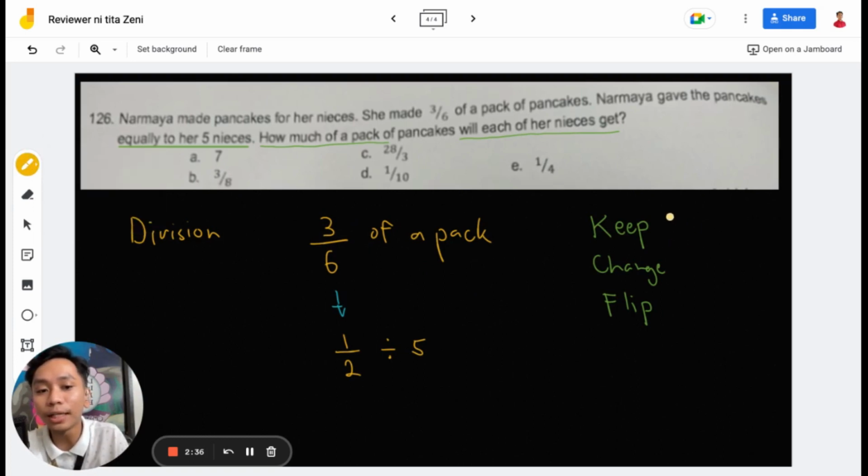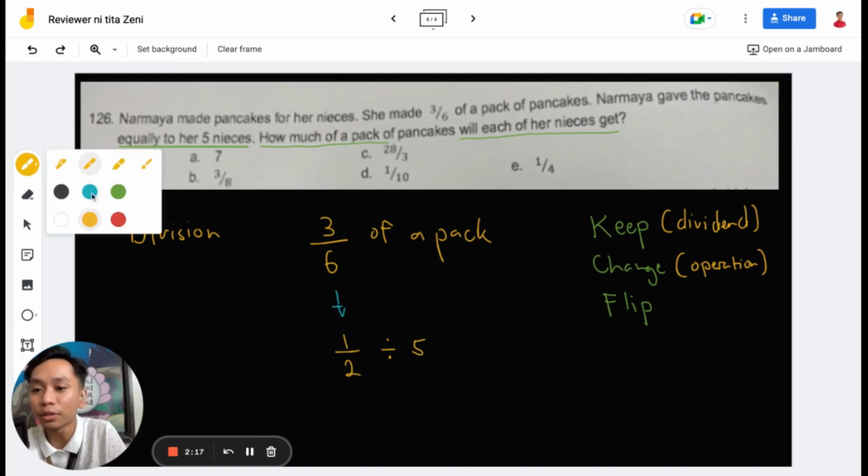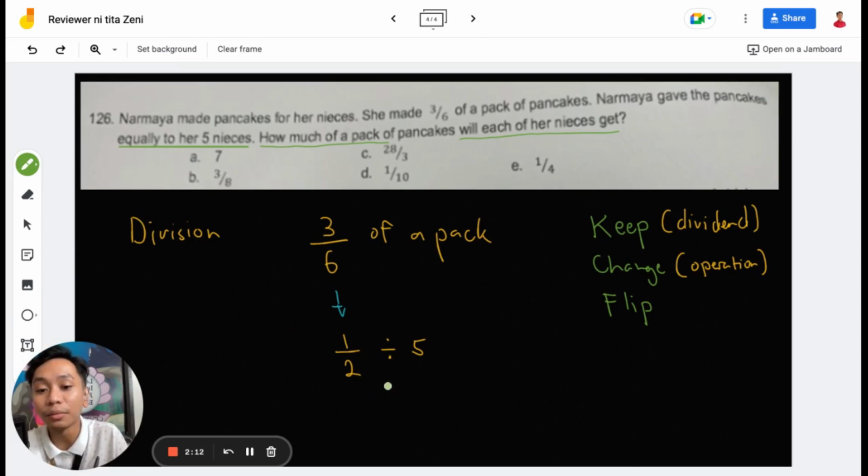Pag sinabing keep, you keep the dividend as it is. Dividend sa division, yung unang number. Siya yung hahatiin. So we keep 1/2 as it is. Change naman means you change the operation. Operation is originally division. Saan papalitan? Anong ipapalit? Sa process of division, actually, division of fraction, if you change mo yan, sa multiplication. So, yung 1/2, i-retain mo as it is. Yung division, gagawin mo multiplication.